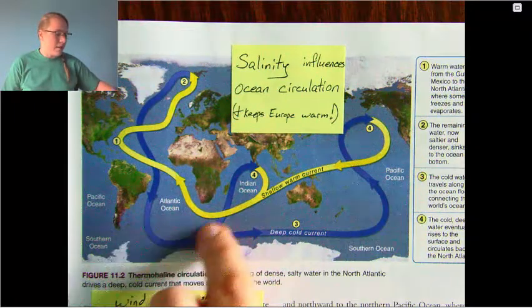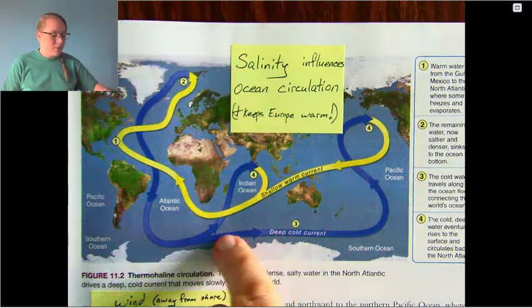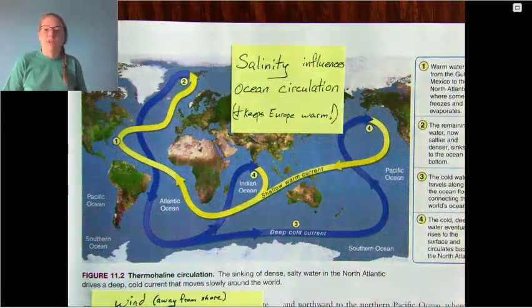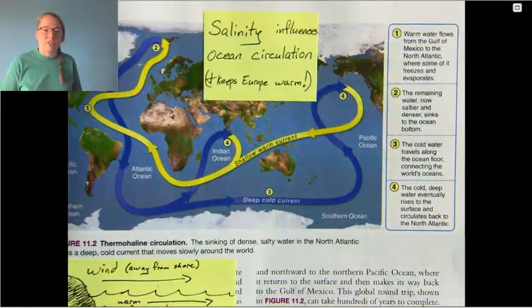Some of it will come back up into the Indian Ocean and circulate back, a shorter little loop. Some of it will come all the way around to the Pacific Ocean. So this is pretty cool. So the salinity of the water influences the ocean circulation.